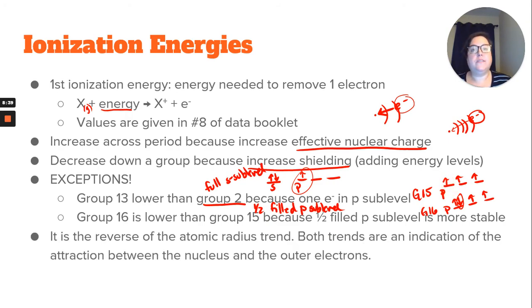It is the reverse of the trend. So if we're just looking at the periodic table, we would say that the lower left is larger, so we're increasing atomic radius towards the lower left, but for ionization energy, the lower left is lower ionization energy, so it decreases towards the left.